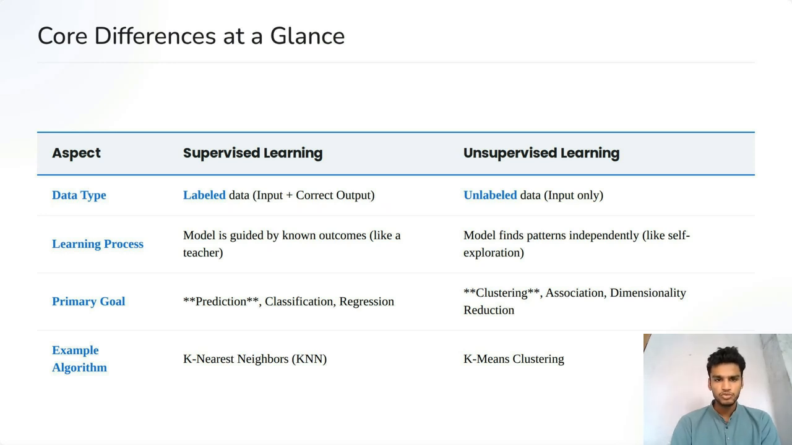Primary goal: in supervised learning, the goal is prediction, classification, and regression. In unsupervised learning, the goal is clustering, association, and dimensionality reduction. An example algorithm of supervised learning is k nearest neighbors, and of unsupervised learning is k means clustering.